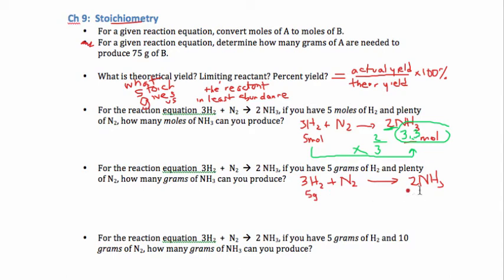I'm given 5 grams. I'm asked for how many grams of this I can get. You need to get to moles first, so you'll take 5 grams times 1 mole of H2 is 2 grams, and so you have 2.5 moles of H2. Then I would write that right underneath here, keeping everything neat and tidy. 2.5 moles of H2, and now we may use the coefficient bridge because we're in moles.